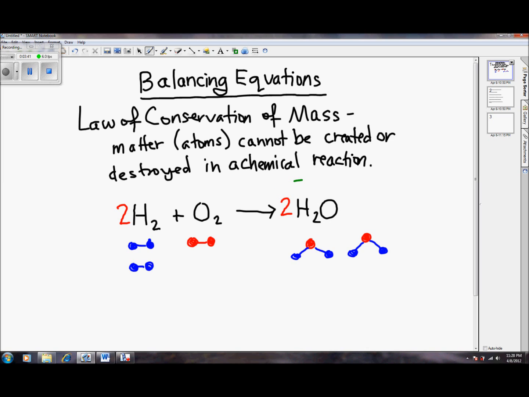Now these numbers that I just drew in here and added to our chemical equation are called coefficients. And when you balance an equation, that's what you do, is you go through and you add coefficients so that you have the same number of atoms of every element on the left side of the arrow and on the right side of the arrow. That's called balancing the equation. So let's look at some nice examples here.